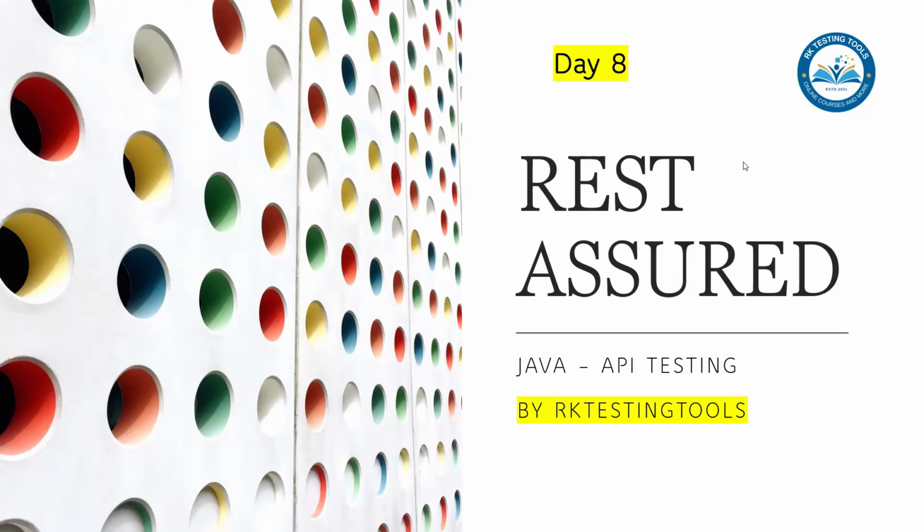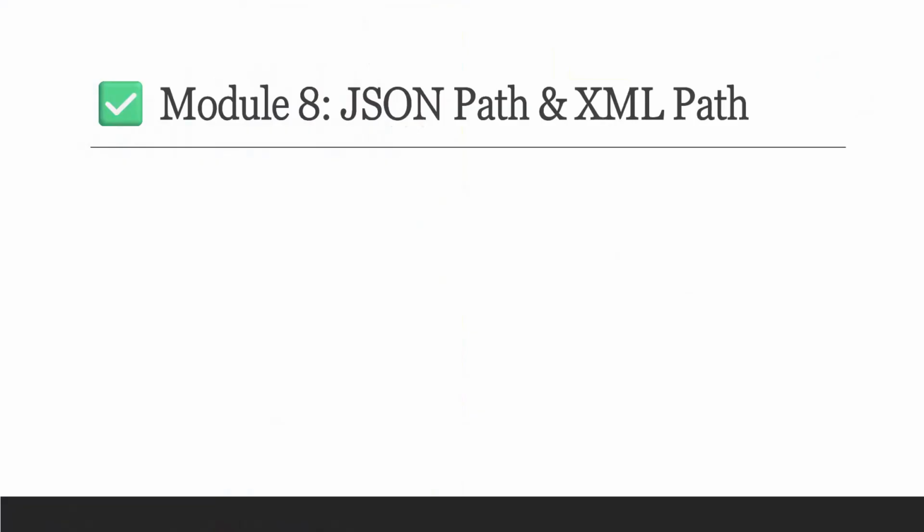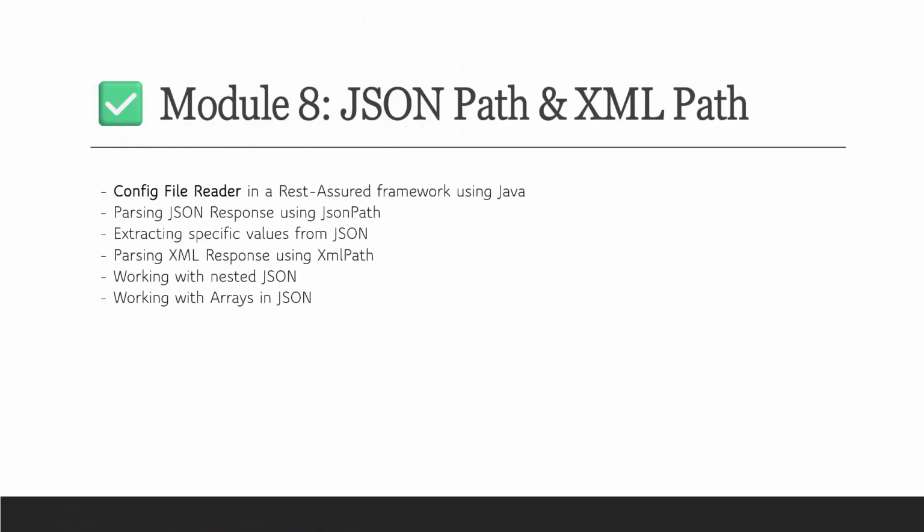Hello everyone, welcome to the Architect Testing Tools, day 8, RestAssured API Testing with the Java Programming. In this session, I'm going to talk about the JSON path and XML path. Apart from that, we'll also be reading a couple of files like config files, JSON files, XML files, etc.